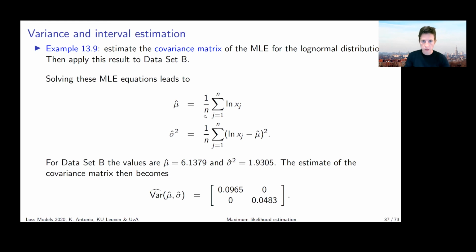n is 20 for dataset B. What are the losses observed? I get them from dataset B. So for dataset B, I eventually find mu hat is 6 and something, and sigma hat squared is like this. If I plug in these values in our covariance matrix that we put together, then you get something like this. So if I want to know the standard deviation of mu hat, I need to take the square root of this diagonal element. If I want the standard deviation of the estimator sigma hat, then I need to take the square root of the second diagonal element.